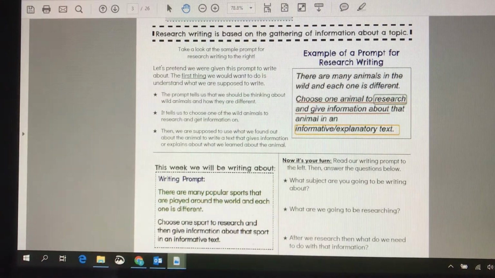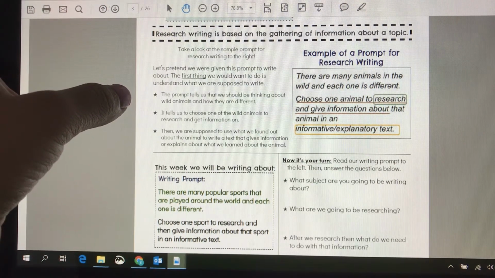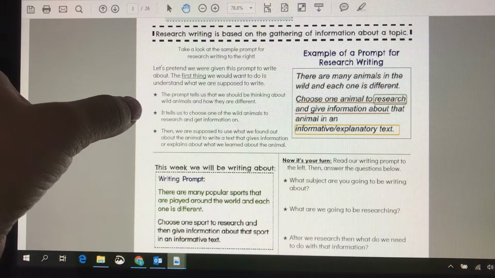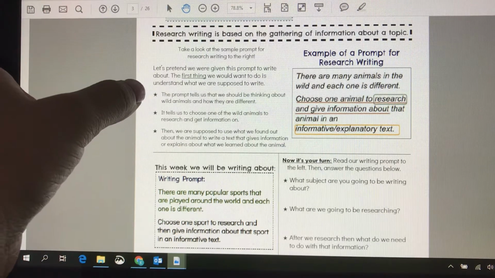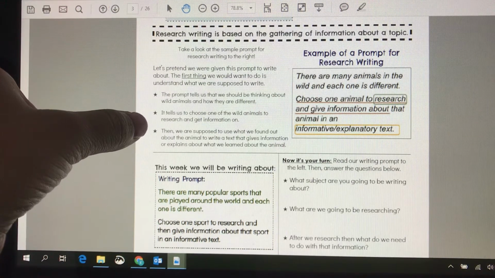So that's an example. The prompt tells us what we should be thinking about, which is wild animals and how they're different. It tells us to choose one of the wild animals to research and get information on. So then once you've thought about wild animals and how they're different, now you're going to pick one. Then we are supposed to use what we found out about the animal to write a text that gives us information or explains what we learned about the animal.